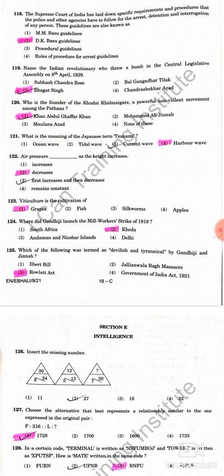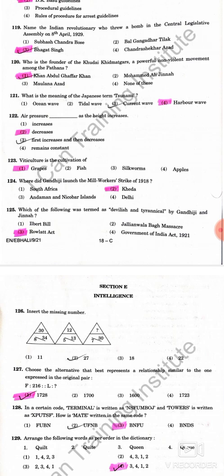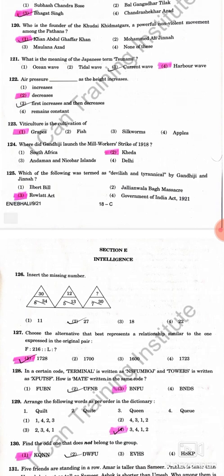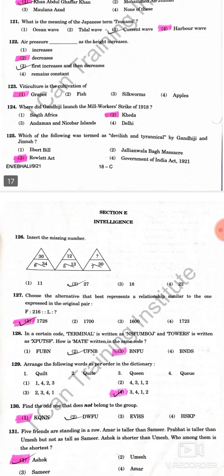Question number 122. Air pressure dash dash as the height increases, and the answer is option number 2. Question number 123. Viticulture is the cultivation of, and the answer is option number 1. Question number 124. Where did Gandhiji launch the mill workers strike of 1918? And the answer is option number 2. Question number 125. Which of the following was termed as devalued at technical by Gandhiji and Jinnah? And the answer is option number 3.